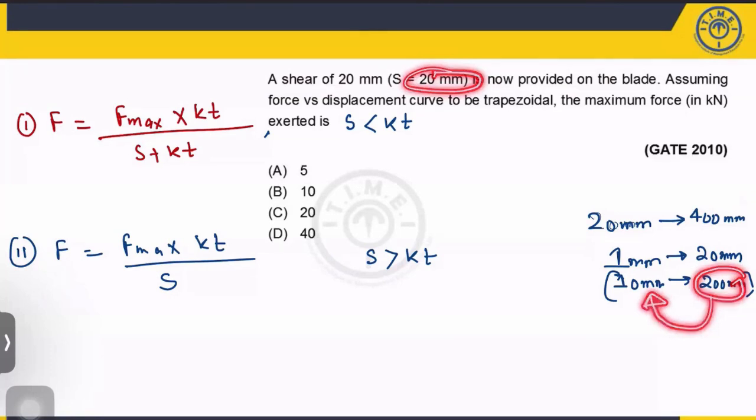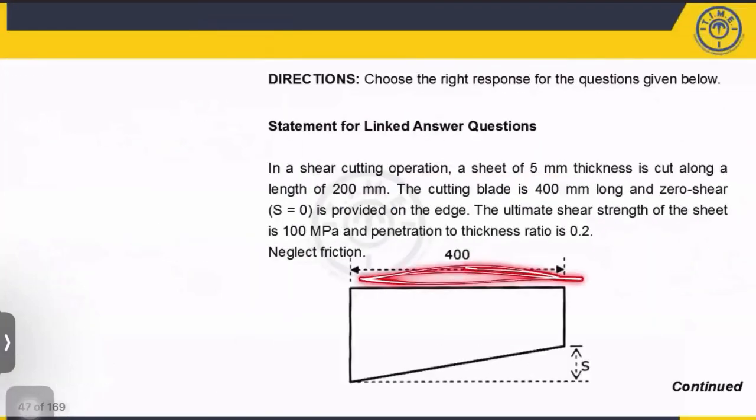10. This is the main important thing in this question, because the shear is given as 20 for this complete blade. But how much blade is coming in contact? Only 200, no? Because you want to cut this 200 of length. So for that, you have to calculate the shear.